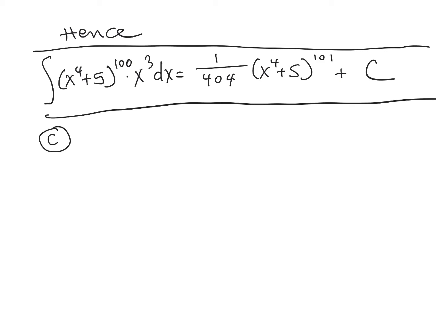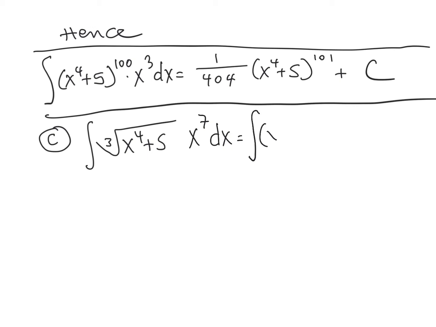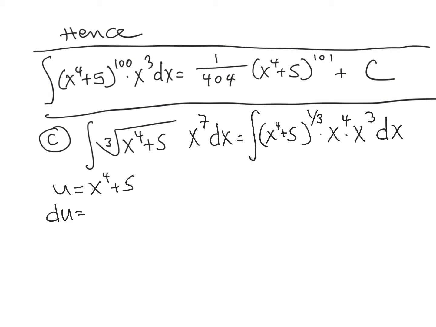Now let's look at example 3 or C. Evaluate the integral of the cube root of x to the fourth plus 5 times x to the 7th outside of the radical dx. So first thing we're going to do is rewrite this using exponential notation. This will be the integral of x to the fourth plus 5 to the 1/3 power, and then we'll take x to the 7th and write it as x to the fourth times x cubed. You'll see why in a second. A u substitution is the same. Let u equal x to the fourth plus 5. Du is 4x cubed dx, or 1/4 du is x cubed times dx.